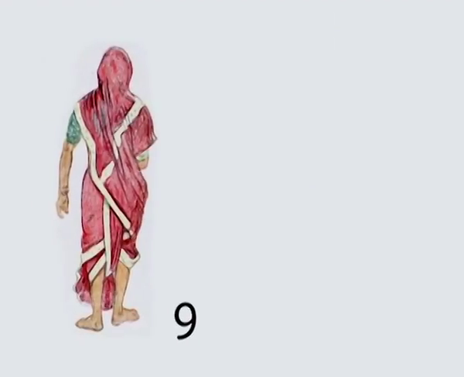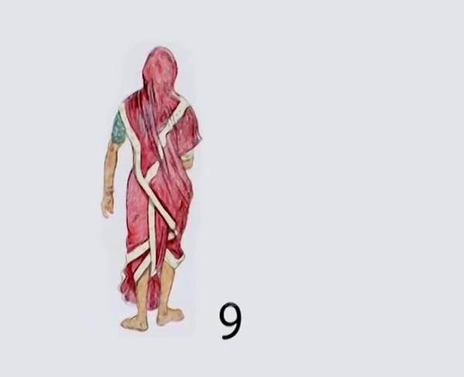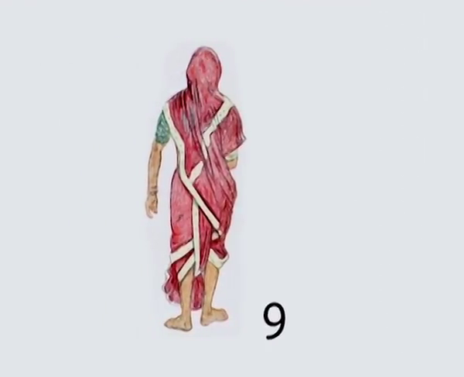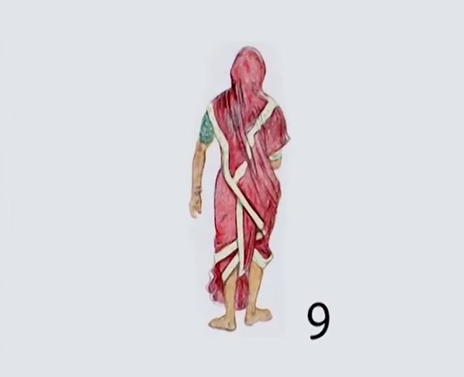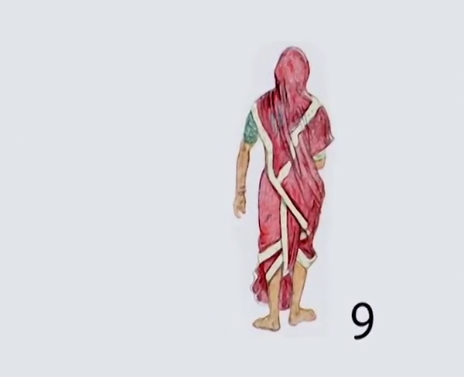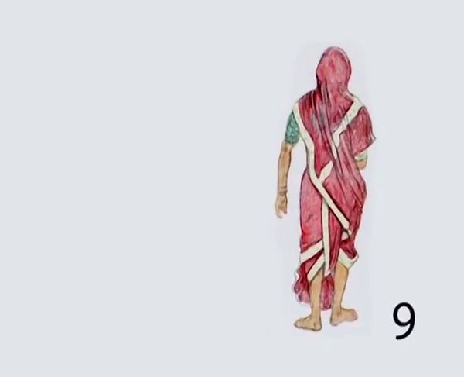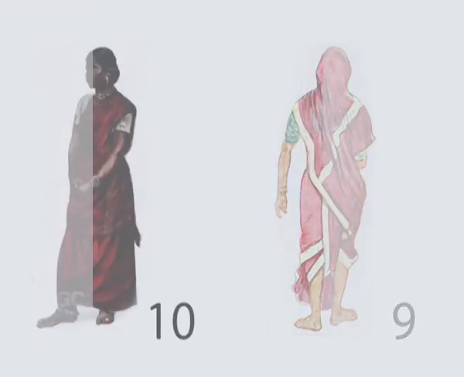Number 9 is the same seen from behind. Here, the trousers are seen more clearly. The sari ends are tucked into the belt to make the trousers.